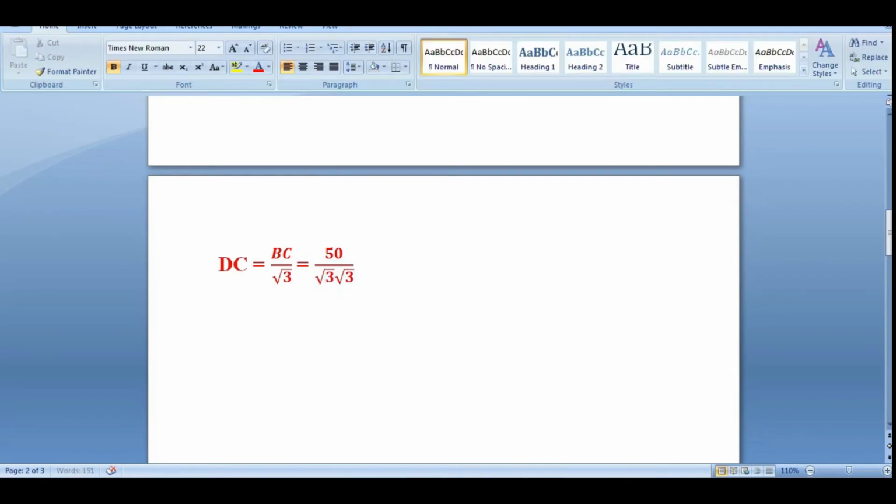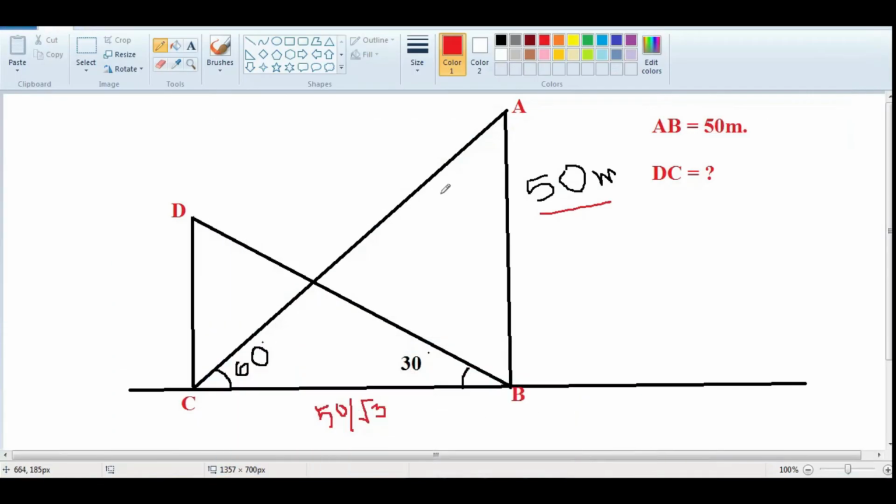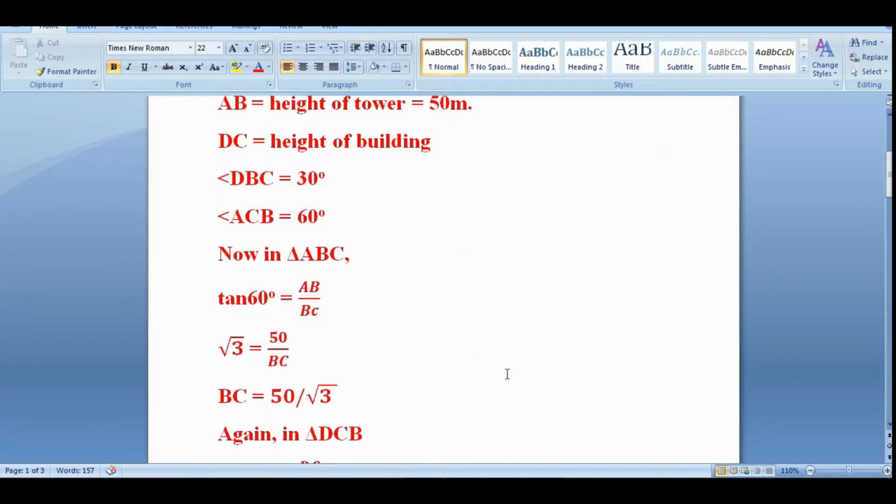So we will get 2 root 3's over here. So it will be 50 by 3. And we all know 50 by 3 is equal to 16.67 meters. So that is the height of the building. So we have got our first answer. The problem was very simple. We have to draw the diagram which will easily help you out. Now next move on to the next problem.